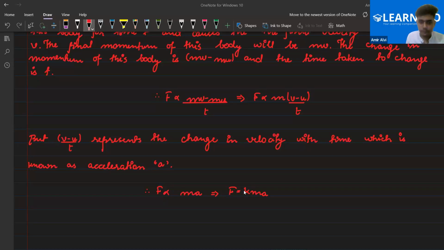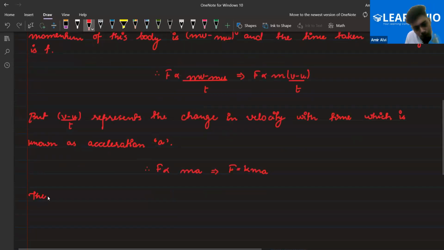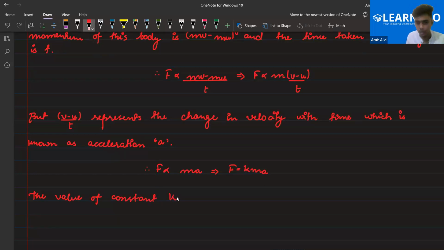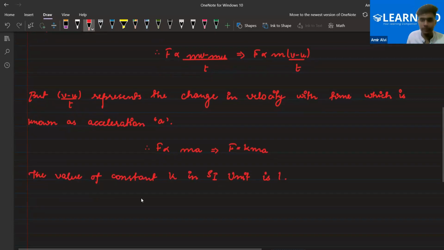Clear? Yes, sir. So I'm writing it here, the value of the constant is 1. It means that F is equal to MA. That's how you get F is equal to MA. Now, please let me know, everyone, is this clear to all of you?